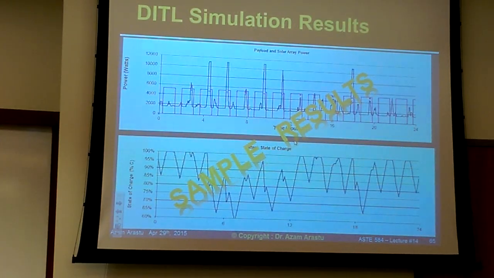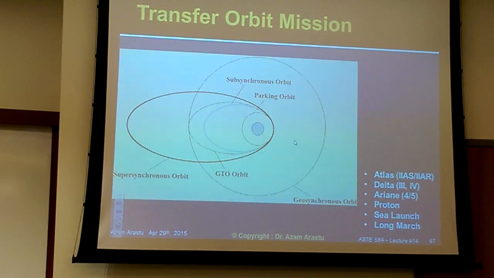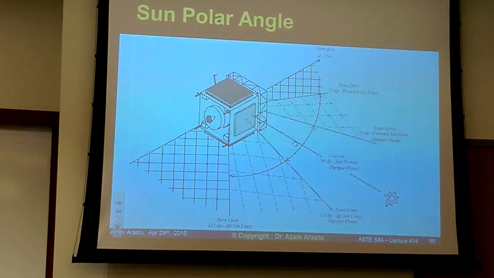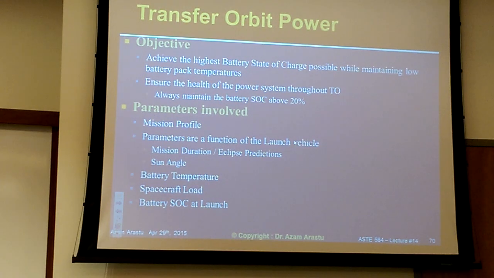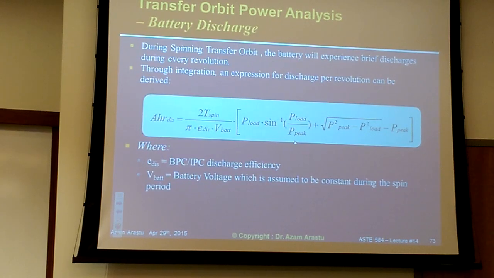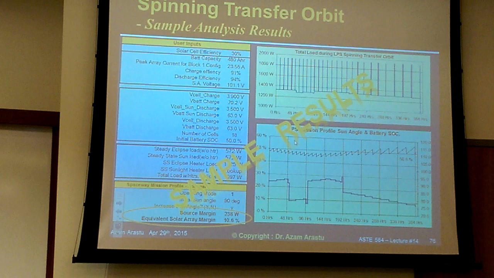Some more examples of that particular thing. Okay, in transfer orbit analysis, go fast. This is when you're in a transfer orbit mode. I think I showed some of these charts before. But here, because it is cubed, solar is not deployed, you're only ending up with this kind of mode. And some of the equations, I'm just putting it for reference. Here is some transfer orbit analysis for a particular mission that I did.